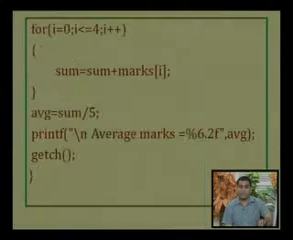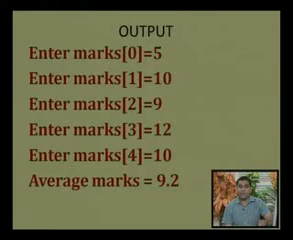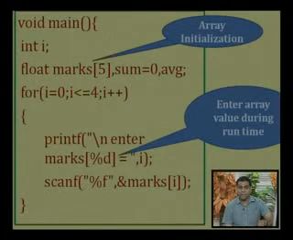So what will be the output here? Now enter marks of 0. Now you need to enter the mark 5. Now the loop will iterate again. Initially i is 0, now it will increment by 1, so now i becomes 1. Whether 1 is less than or equal to 4? Yes. So again it will go inside the loop and print enter marks for 1. So you need to enter the mark for 1.